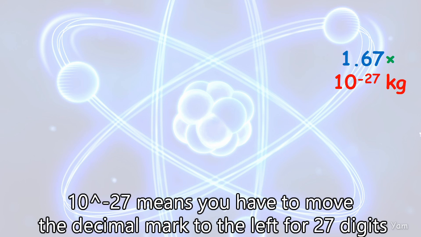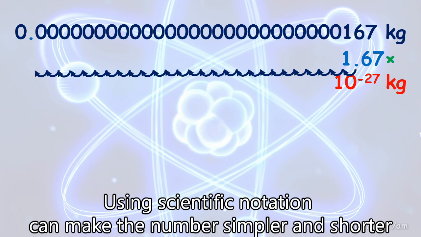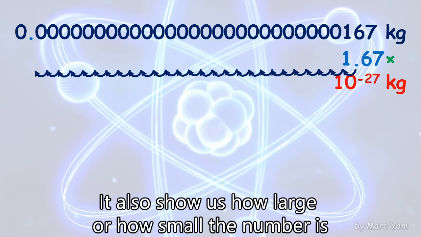10 to the power negative 27 means that you have to move the decimal mark to the left for 27 digits so that you can get the real value of the number. Using scientific notation can make the number simpler and shorter. It also shows us how large and how small the number is.